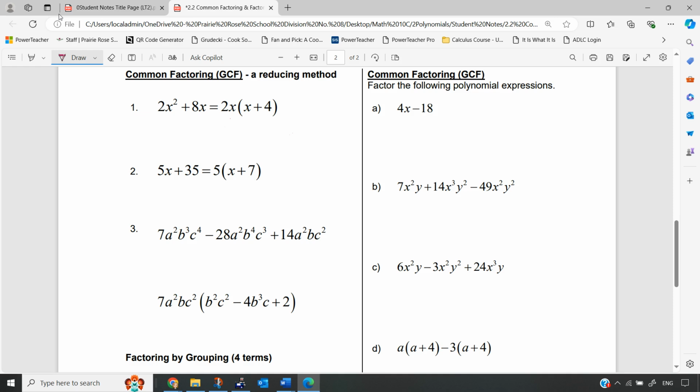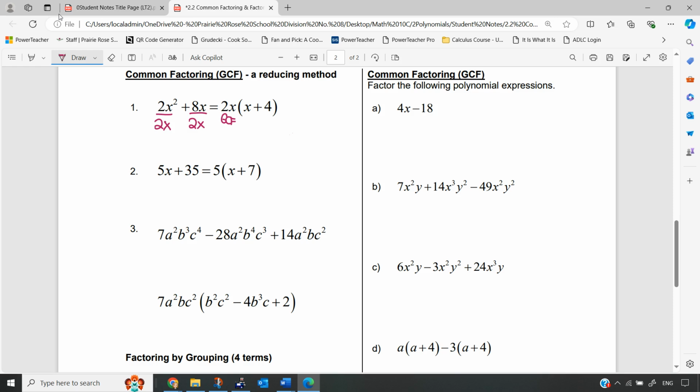When I look at 2 and 8, 2 is the smaller of the two numbers, and 2 goes into 8. So that's part of my GCF. And then I have x squared and x. X is the largest variable that I can pull out from both terms. So that's my GCF. And then to find my leftovers, I'm going to divide each term by the GCF.